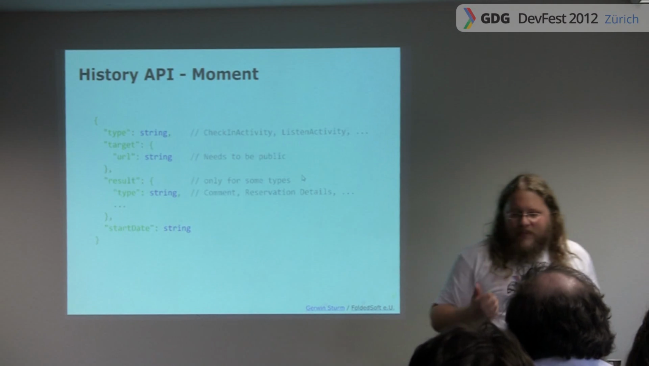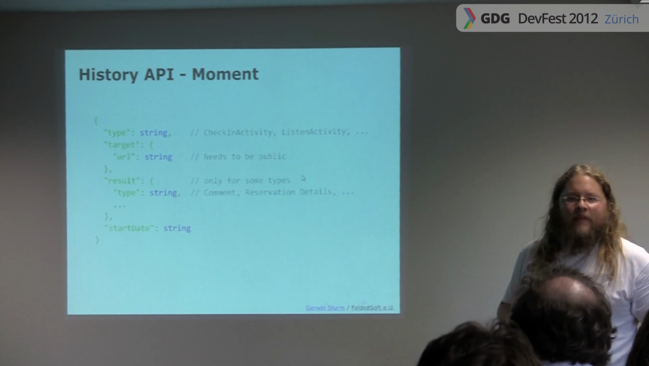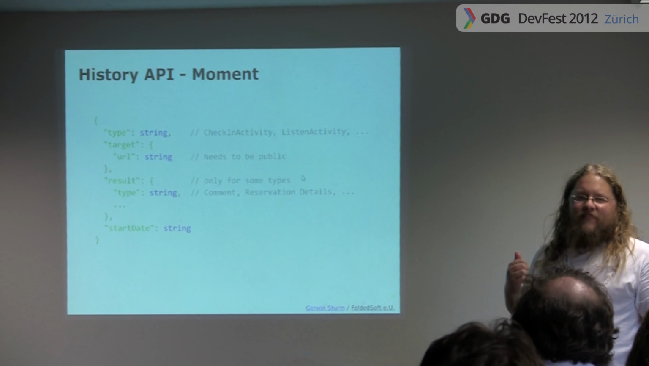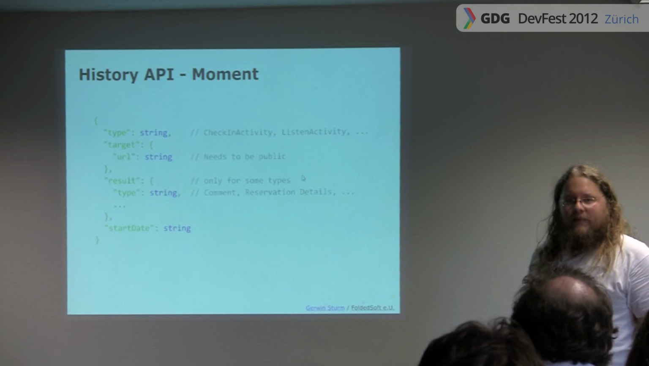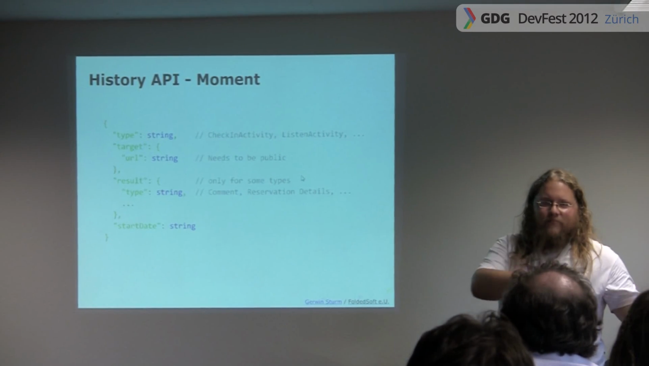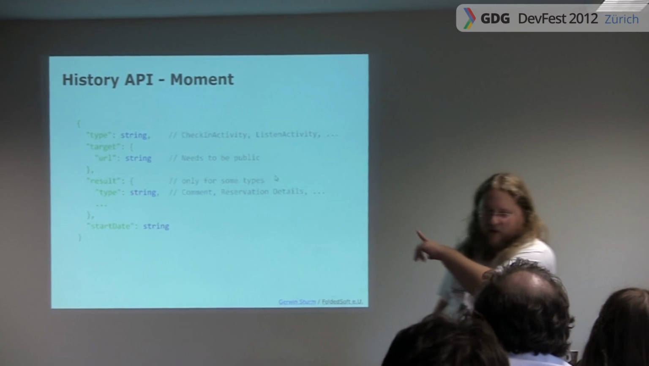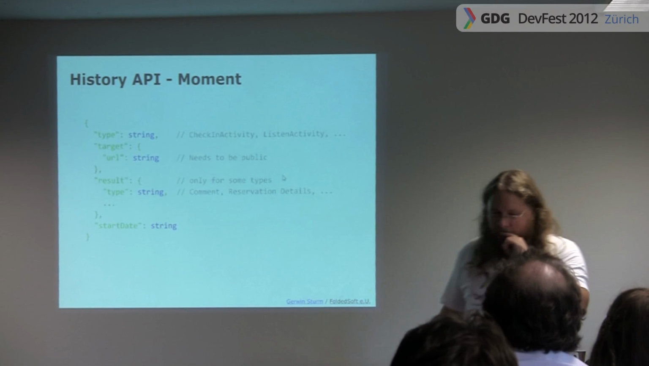And that's one problem: the URL has to be a public URL which describes the moment, which is probably at the moment the biggest limiting factor for the API, because you write something public into a private moment, so it's sort of backwards. But I'm going to talk about the target in a bit.